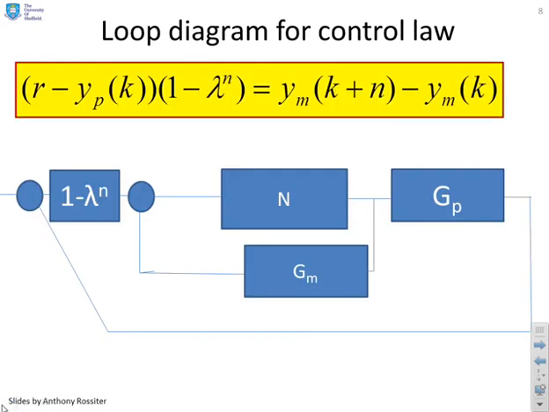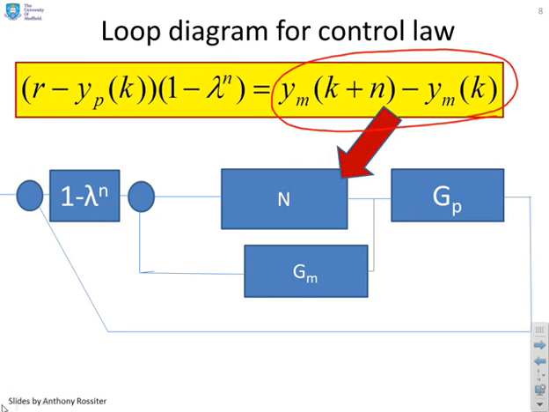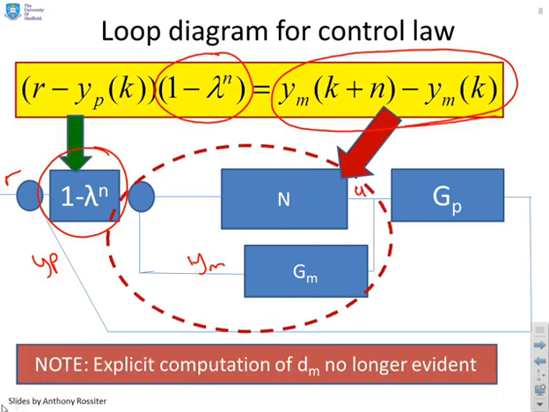So let's have a look at this control law, and you'll see the loop diagram becomes relatively simple. On the right-hand side here we've just got things which are linked to the model. I can get the model output by putting U there and YM here. I'm not too worried about exactly what goes in N, it's just to show the structure. And clearly, this 1 minus lambda term multiplies R minus YP, and that's the bit that takes in the process measurement. And the key thing is, where is the bias term in this figure? You'll see there's no explicit computation of this bias term. You don't actually need to do it explicitly. You might argue it's implicit, but it doesn't need to be explicit.